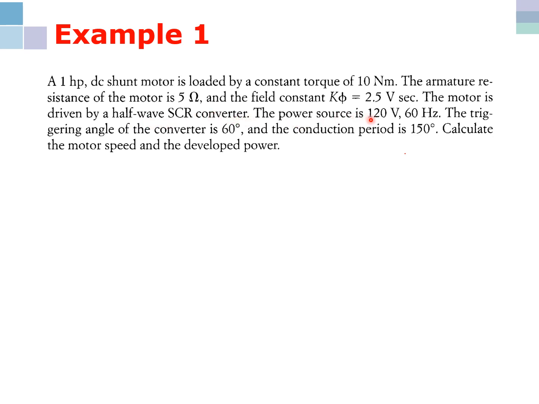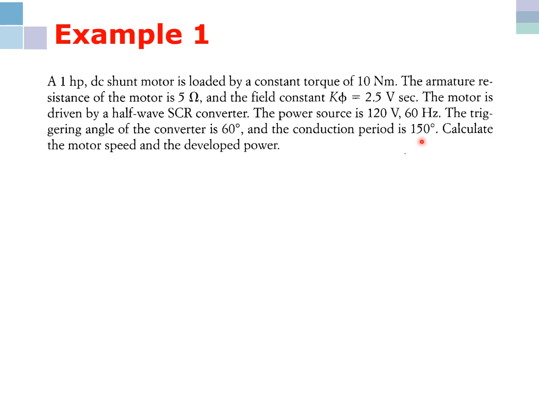The power source is 120 volt, and the frequency is 60 hertz, and then the triggering angle of the converter is 60 degree. So the triggering angle, you must remember, is alpha. So alpha is 60 degree, and then the conduction period is 150 degree. This is gamma, not beta. Okay, this is gamma.